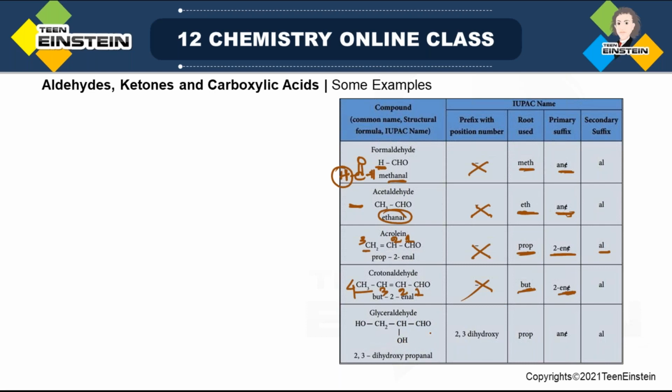Fifth example. Now we have 2 OH groups and 1 CHO. But when you have OH groups and CHO, CHO gets the priority. So these two groups will be treated as substituents. So now we have a prefix, unlike the previous 4. And the positions of the prefix are 2 and 3. And it is a 3-carbon chain. So prop-an, there is no double bond, an, and no E, E is replaced by al.